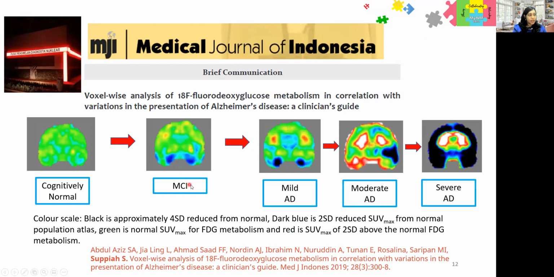So as you can see, for MCI patients, there is a beginning of a reduced SUV max indicating FDG hypometabolism in the medial temporal regions, which then progresses in mild AD to be more severe, and the regions extend from the medial temporal regions to involve the posterior parietal regions. And in severe AD, the rest of the neocortex is involved and demonstrates extremely reduced FDG metabolism.